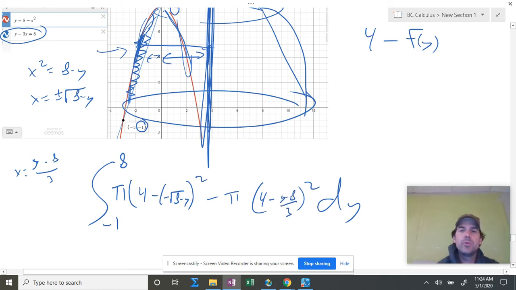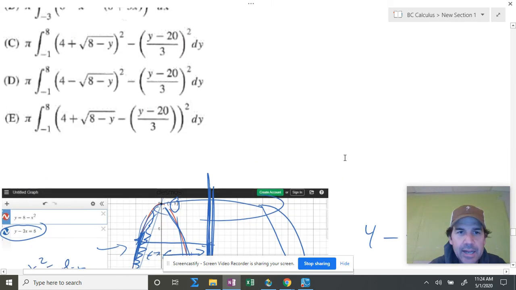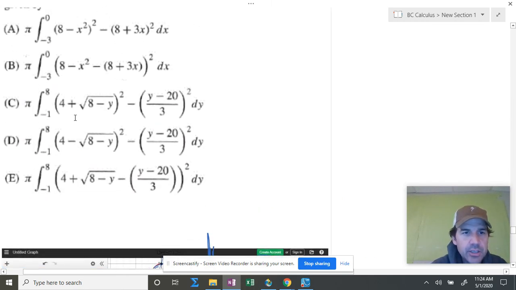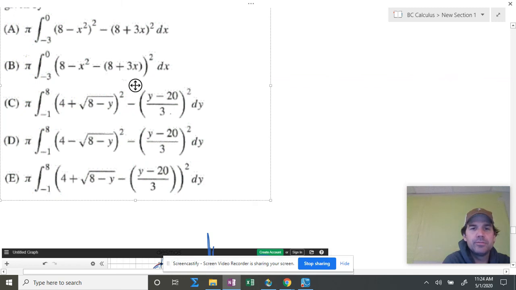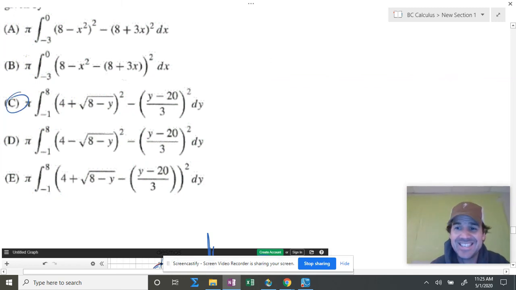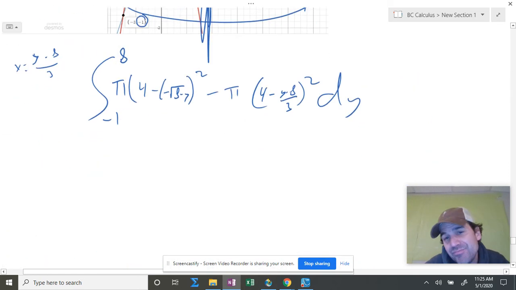And this is another one of those where you just have to clean it up and find the match. You have to do a little bit of arithmetic to find this part, but you end up getting C as your answer. Again, disgusting problem. I don't see this coming up on the actual AP, but that's how you solve a problem like that.